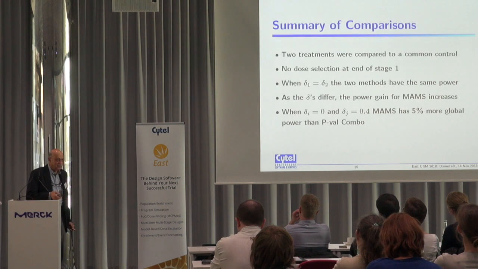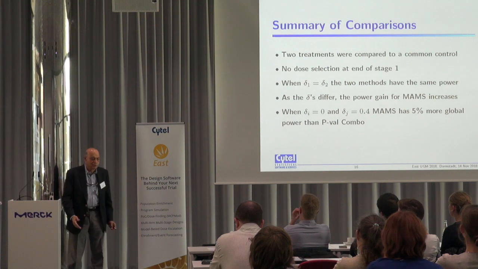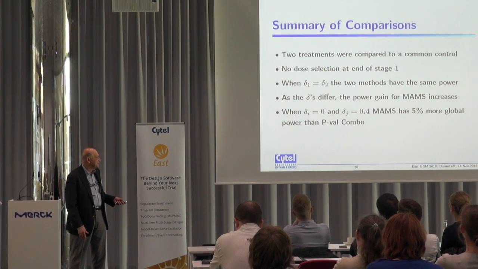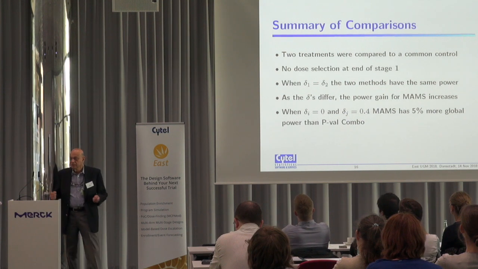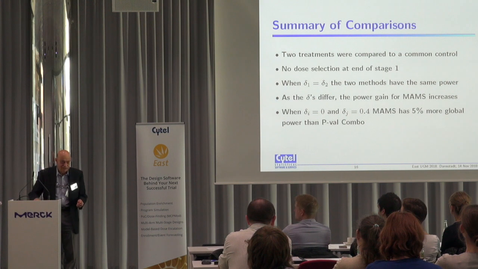Now this was a case of only two doses and no early stopping and no sample size re-estimation. So in summary, with two treatments compared to a common control, you can get improvements of about 5%, but it depends on whether the two deltas are the same or the two deltas are different from each other.